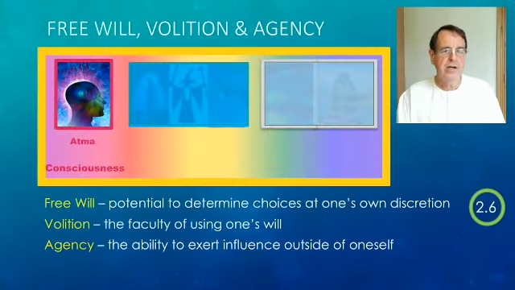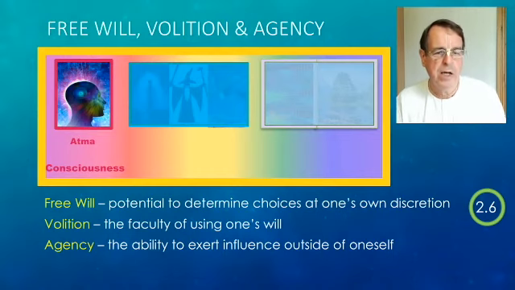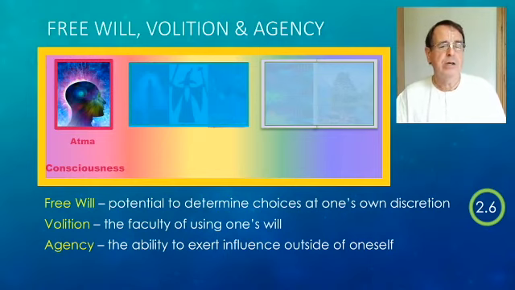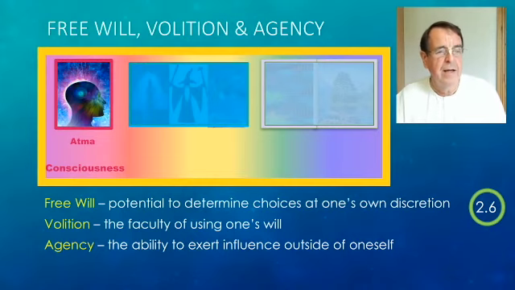So let's try and understand the nature of this. First of all, a couple of definitions. Free will. That is the potential to determine choices at one's own discretion. Often there's a big debate. Do we have free will? And so much of what we believe we are choosing or deciding or wanting is conditioned by this world. But that doesn't take away that I have the potential to determine choices at my own discretion. Whether I choose to or not, whether I allow myself to be influenced and affected, that's a different thing. But there is an aspect of free will that we can have.